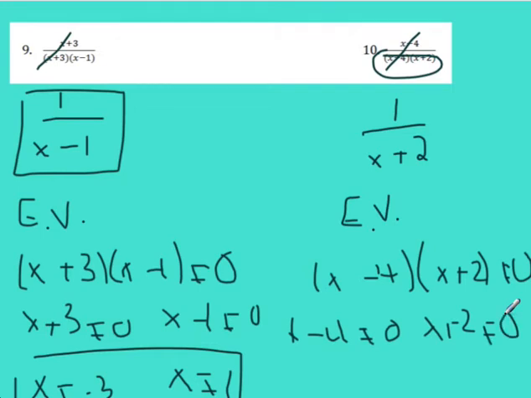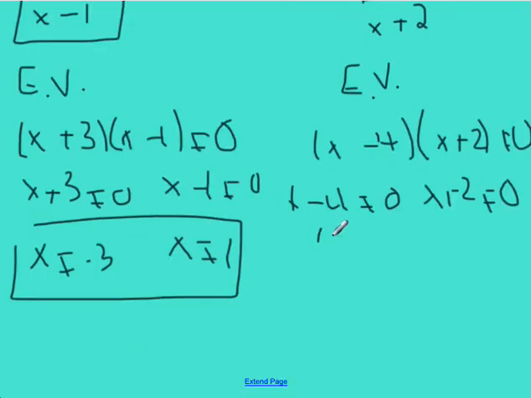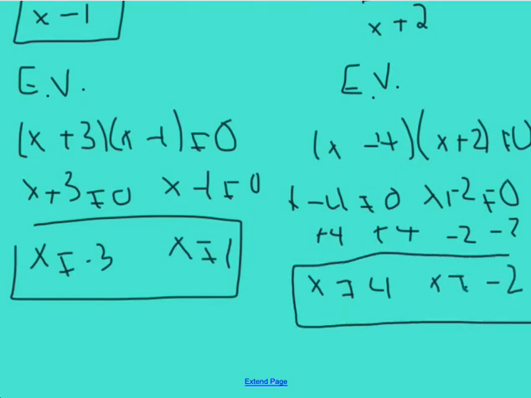So when you solve for x on the first equation, here you're going to add 4 to both sides, so you get that x cannot be 4. Here, subtract 2 from both sides, and you get that x cannot be negative 2. So those are my two values. X cannot be 4, and x cannot be negative 2.